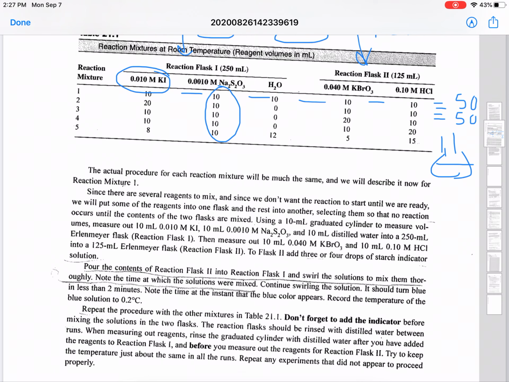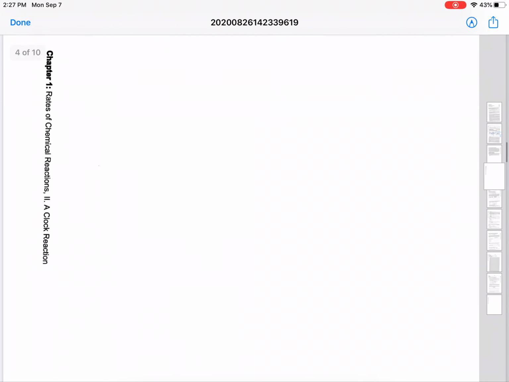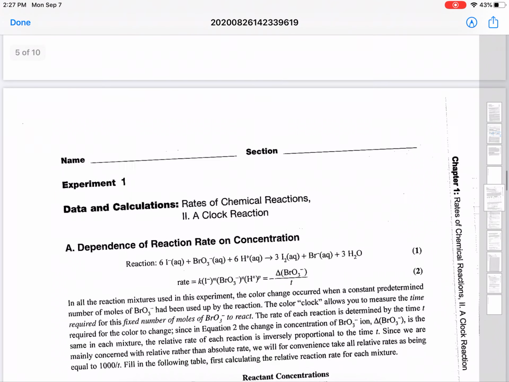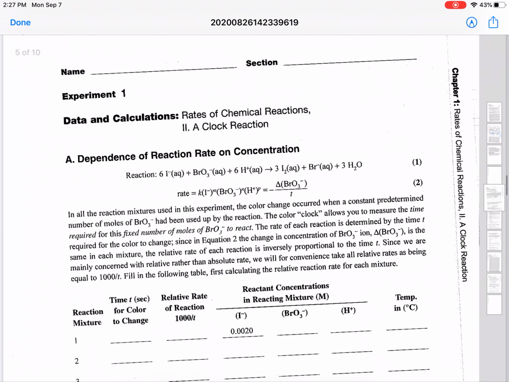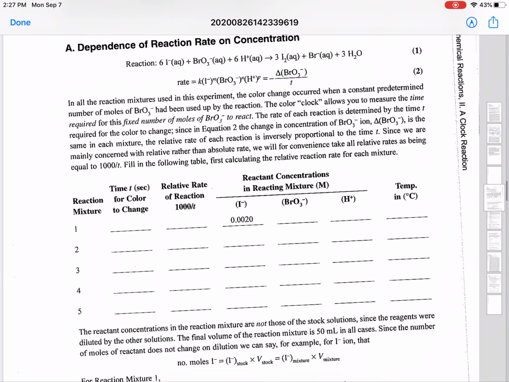So it's just like what we see in the table, and then you will have the experiment data part. Okay, data and the calculations. So we can see the main reaction is given here, and then you have to complete this table in your data sheet.